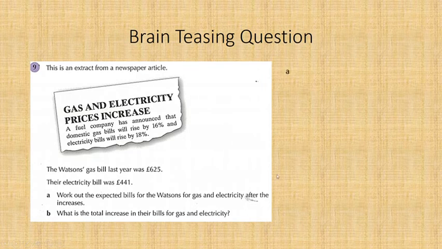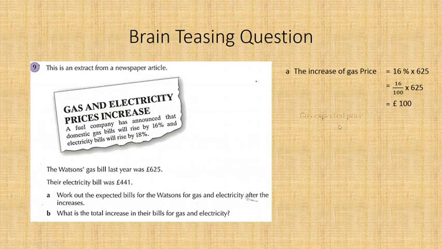Here, question A, the increase of the gas price. The gas price increased by 16%, so I need to know the increase of the gas price. So 16% times the Watsons' bill of last year, which is 625. When you calculate 16% times 625, it's going to equal 100 pounds. So the new expected price for the gas is going to be 625 plus 100, which equals 725 pounds. This is the expected gas price.